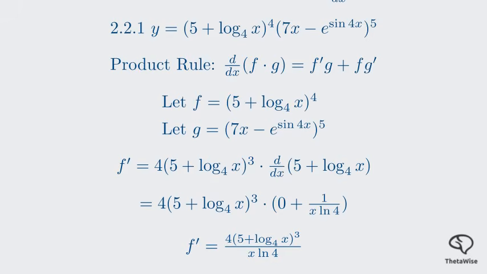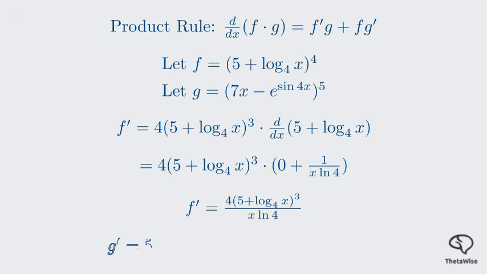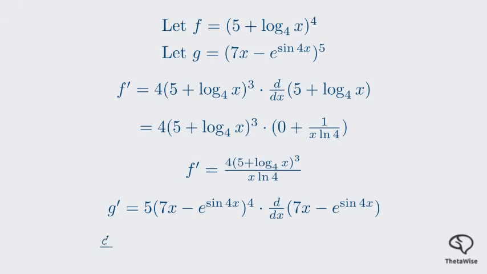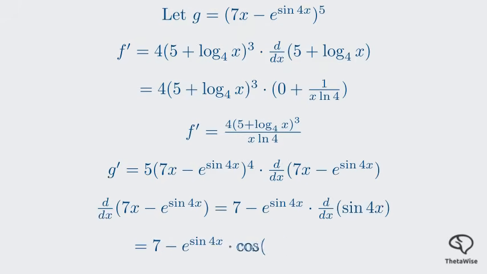Next, let's find g prime, which is a bit more involved, as it has an exponential function in the exponent. We'll use the chain rule here as well. The derivative of the outer function, something to the power of 5, is 5 times that something to the power of 4. We then multiply by the derivative of the inner function. Now we need to find the derivative of the inner function.